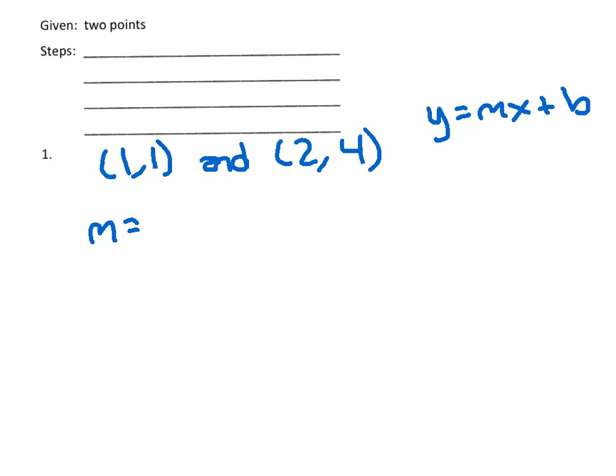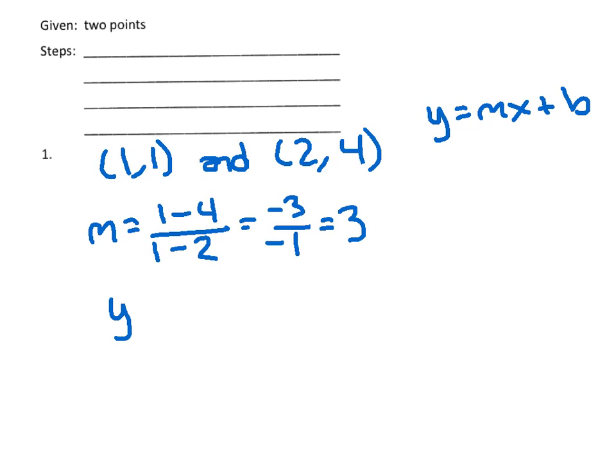So slope is equal to y1 minus y2, or y2 minus y1, depending on the order you go. So 1 minus 4 and 1 minus 2. So I did y1 minus y2 and x1 minus x2. And slope is -3 over -1, which equals just +3. So slope is equal to 3. That's the first step. For your second step, you now want to substitute your slope into your slope-intercept form. So now you're going to rewrite y equals mx plus b as y equals 3x plus b.